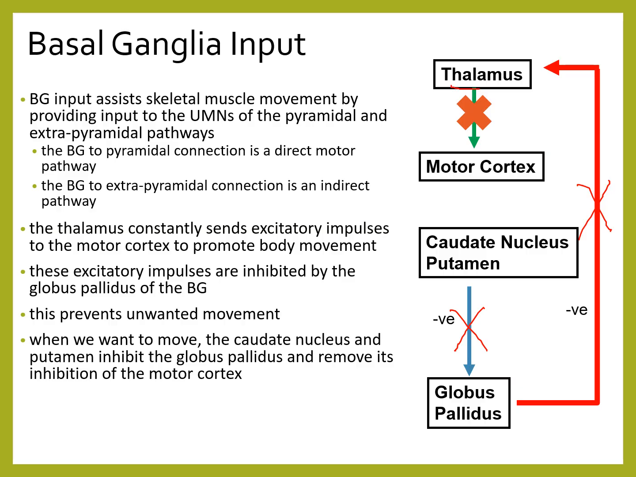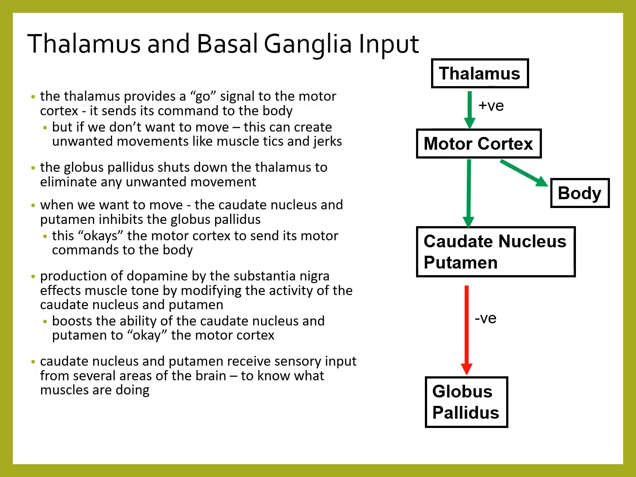That is going to free up our thalamus, again, to relay excitatory commands to the motor cortex. The motor cortex then turns on and sends a motor command down the upper motor neuron, lower motor neuron pathway. So think of it this way. The thalamus provides a quote-unquote go signal to the motor cortex, and the motor cortex sends its command to the body. That's great when we want to move, but the problem is if we don't want to move, this constant go signal can create unwanted skeletal muscle movements like muscle tics and jerks.